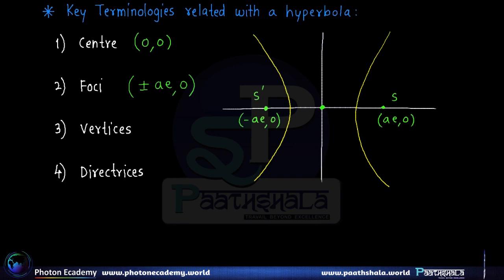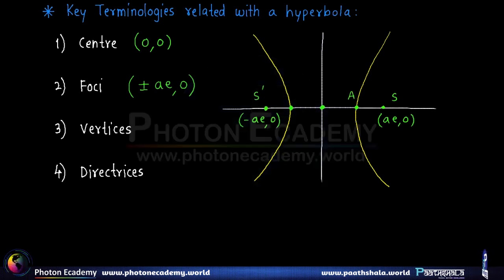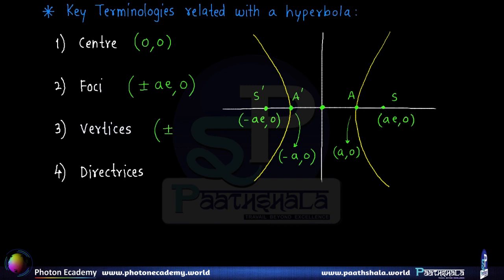Alright, then the vertices. Vertices are the points where the hyperbola cuts the x-axis. So we denote them as A and A dash. The point A had coordinates a, 0, and hence A dash is nothing but minus a, 0. So we can write the vertices as plus or minus a, 0.